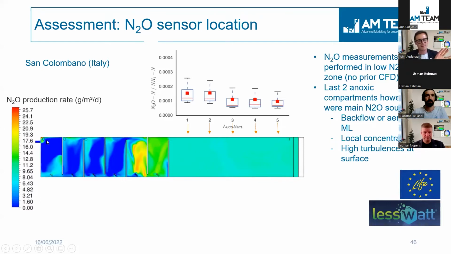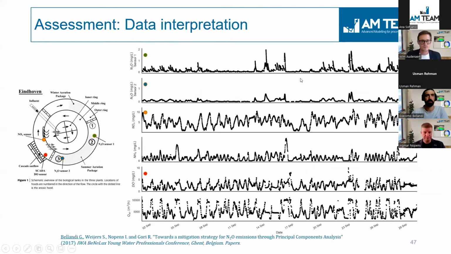In this specific plant, this is again the top view, it had to do with local concentrations, local turbulences, local mixing conditions, causing the pattern. Again, we will not go into detail, but it's very plant specific what happens. Okay, so this is the sensor location.